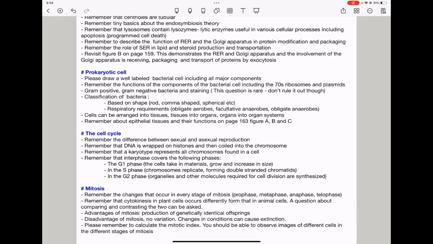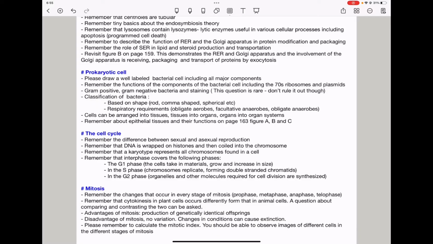If we need organisms that are genetically identical produced within a shorter period of time and in large numbers, mitosis can be beneficial. However, there is a problem due to lack of genetic variation. So if there is any problem or any changes in conditions, there is a chance that all these are going to be destroyed. So you need to know the disadvantage.